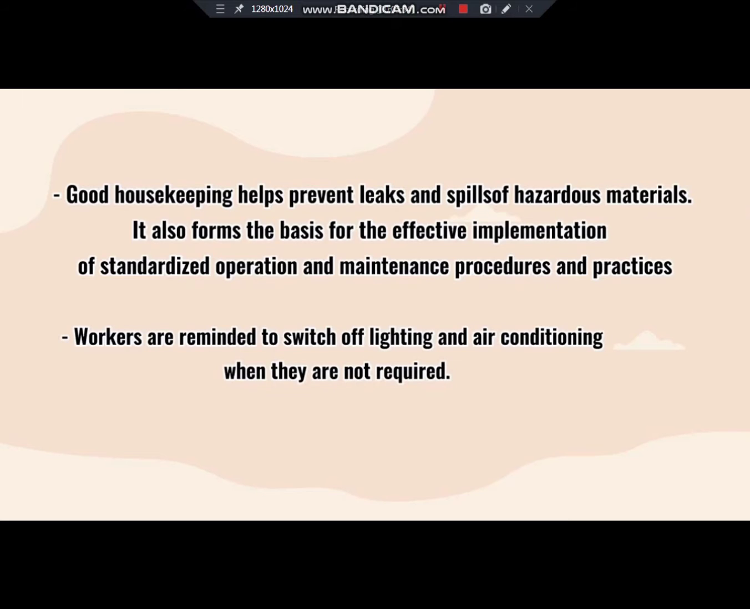Next, one part of cleaner production is housekeeping. Good housekeeping helps to prevent leaks and spills of hazardous materials. It also forms the basis for the effective implementation of standardized operation and maintenance procedures and practices. One tip to reduce usage of electricity is that workers are reminded to switch off the lighting and air conditioning when they are not required.